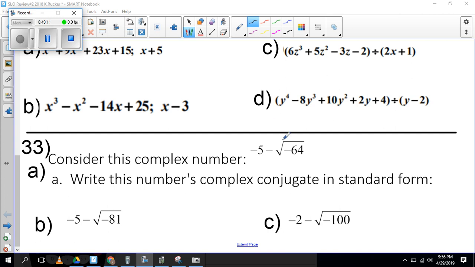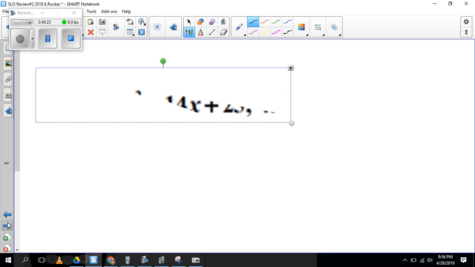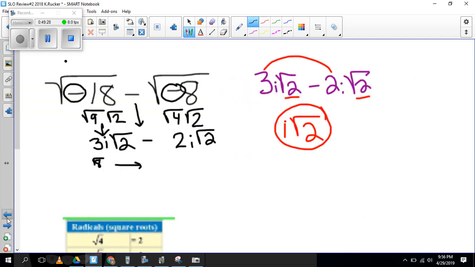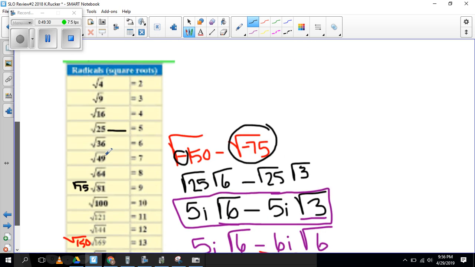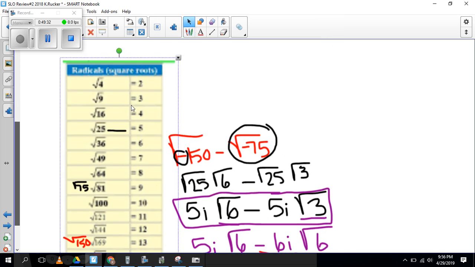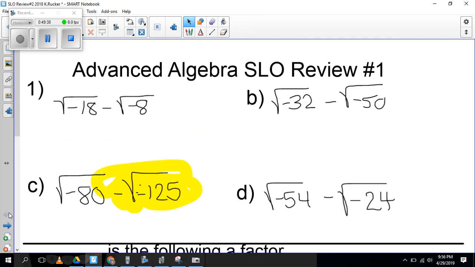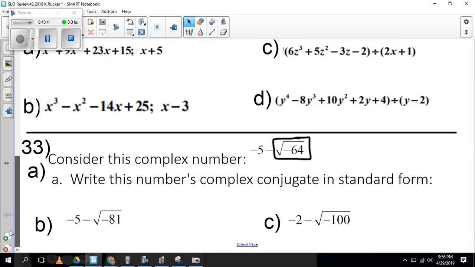Okay, so the first thing we need to do is go ahead and work this part here. What's the square root of -64? Well, I should have pulled this up, sorry. But we need our perfect squares. I think it's here. Yeah, let me use this one. I'm going to copy this, because these are not hard at all.